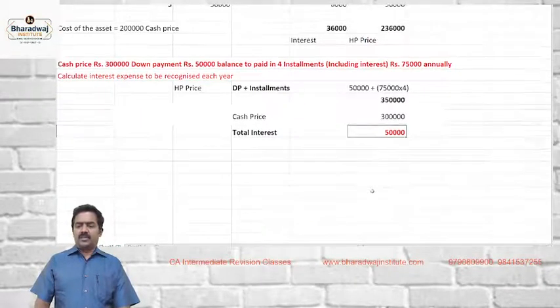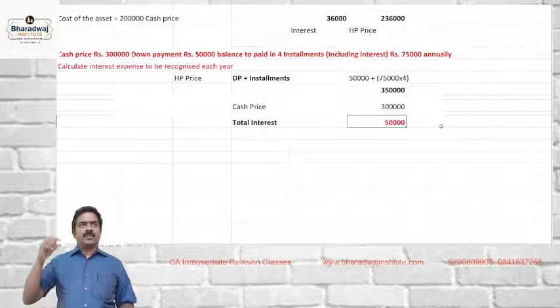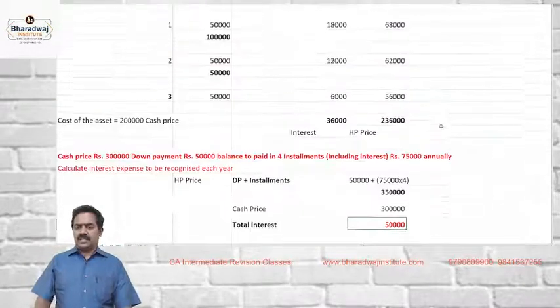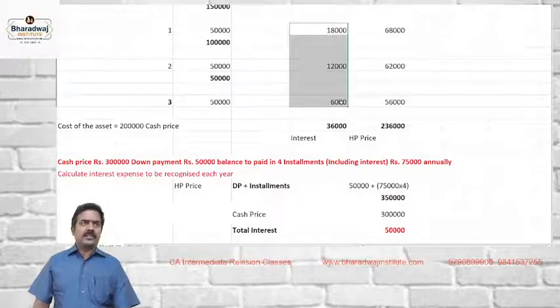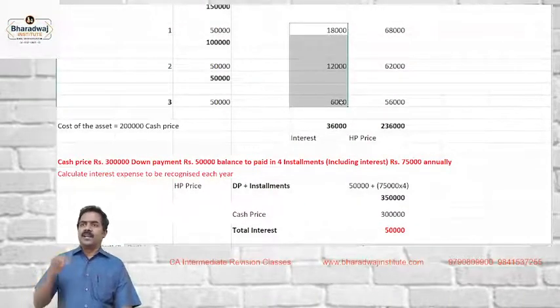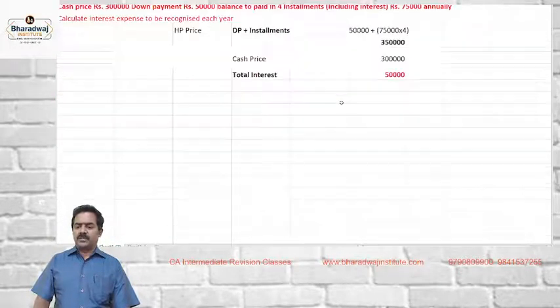Okay. There are two methods of working. Not 50,000 divided by 4, which would be 12,500 each year. Check the last problem. Is interest equal? As you start repaying the principal, every year interest will what? Come down. So don't do 50,000 divided by 4.